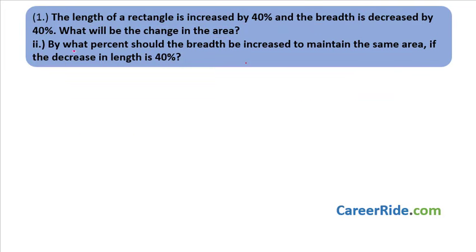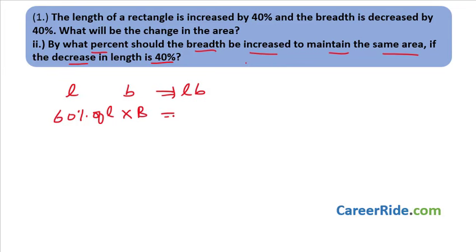Okay, so now moving to the second part of the question. By what percent should the breadth be increased to maintain the same area if the decrease in length is 40%? Okay, so let the original length be L, the original breadth be B. So the area is LB, we know this for a rectangle. Now the length has decreased by 40%, so it has become 60% of the original length. Let the new breadth be B, okay, and we want the area to be same, so LB, right? Now 60 upon 100 of L multiplied by the new breadth should be equal to the original area.